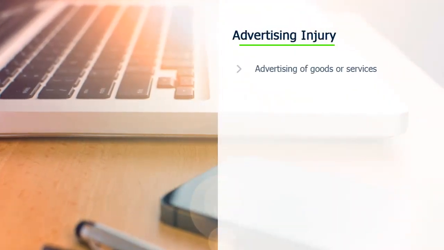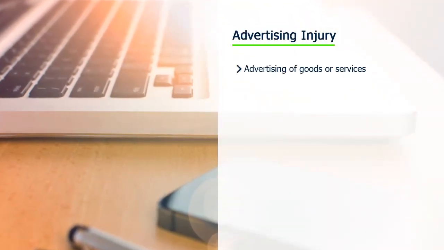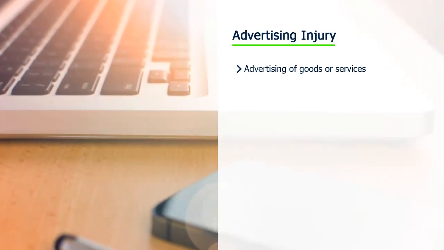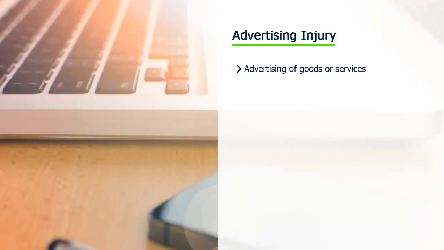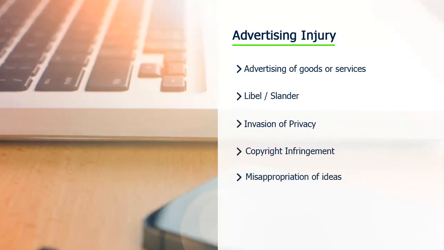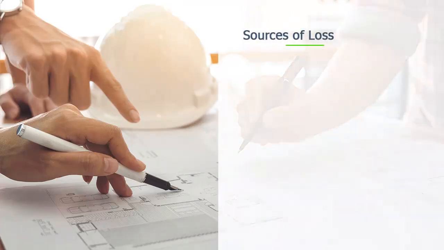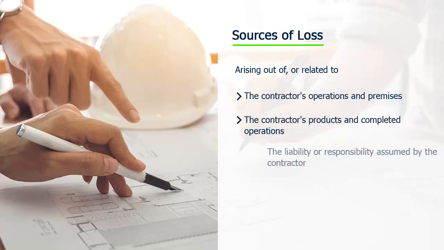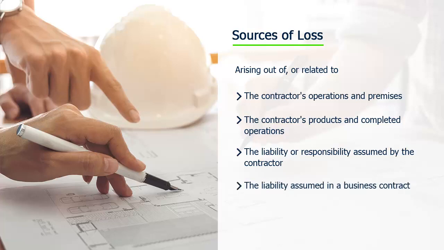Personal and advertising injury. This element of a single policy protects against offenses made by you, your staff, or your contractor's staff, if you are a named additional insured. Harms include libel, slander, disparagement, or copyright infringement in advertisements. Sources of loss. There are some sources of loss to be aware of that arise from contractor operations, products, and completed work: the liability or responsibility assumed by the contractor, the liability assumed in a business contract, and the contractor as an additional insured. Automotive liability.